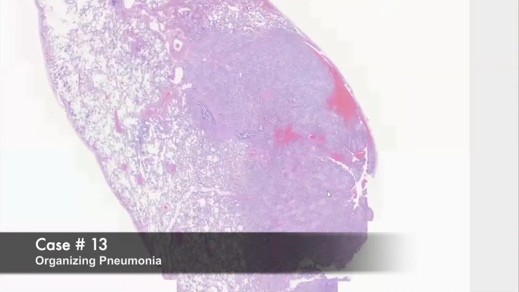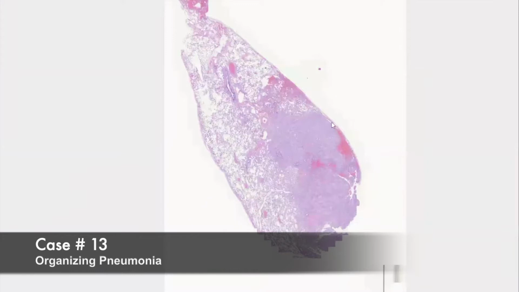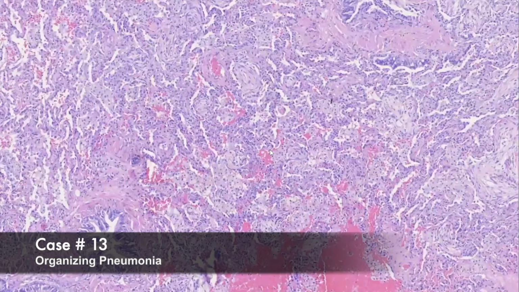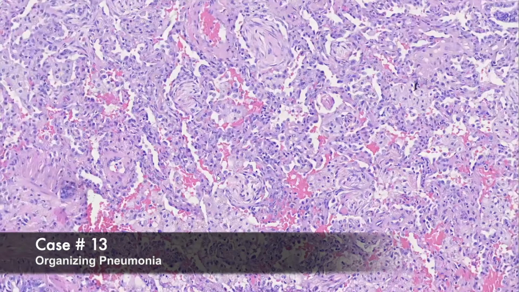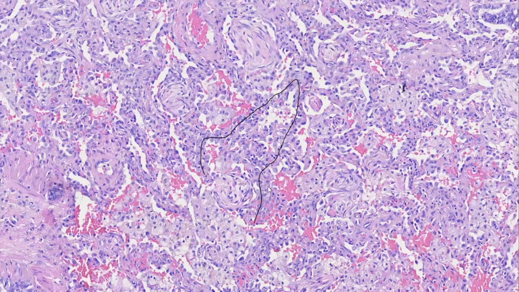So the next case here, we have another surgical wedge biopsy shown here. And you can see there's an area of localized abnormality here. So if we go down to higher power, we can see that the architecture is largely maintained. So if I highlight out here, you can see the maintained alveolar walls, but we seem to have something filling the alveolar spaces.